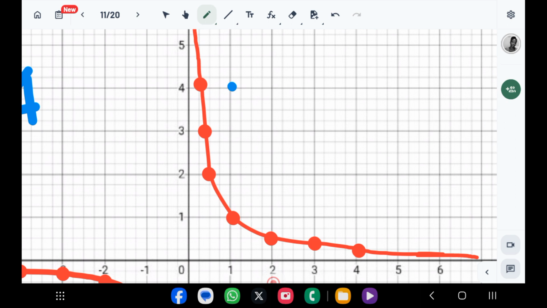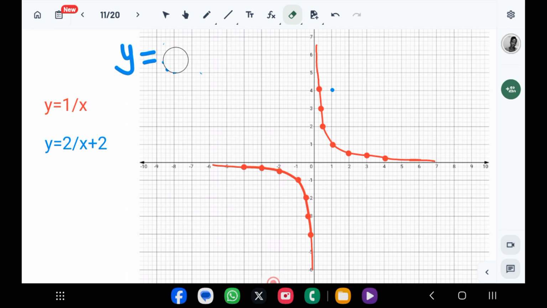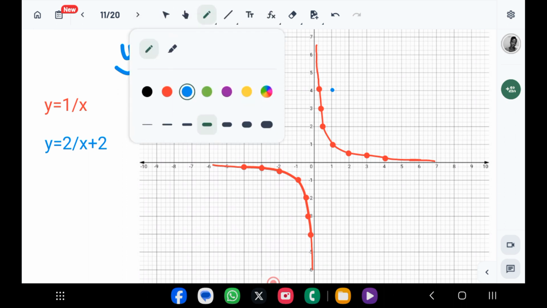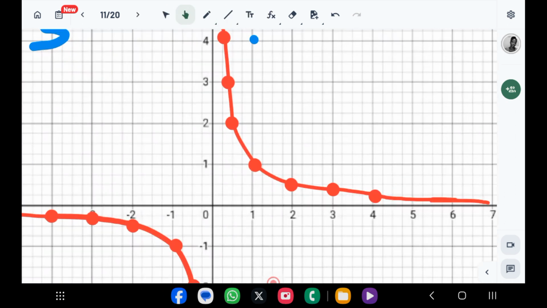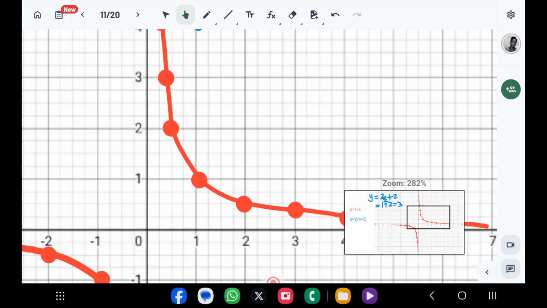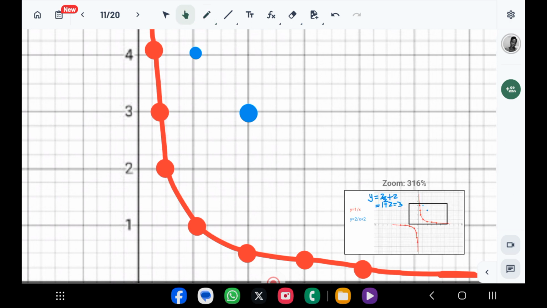Okay, let's find when x equals 2. When x equals 2, we've got 2 over 2 plus 2, which is 1 plus 2, which is 3. When x equals 2, y equals 3. There is the point.